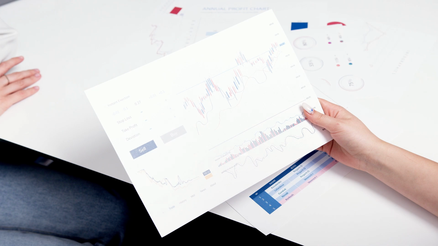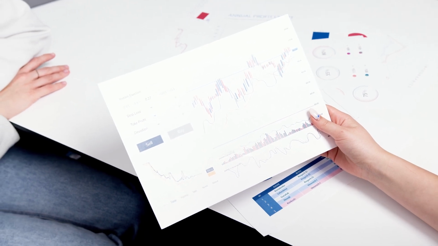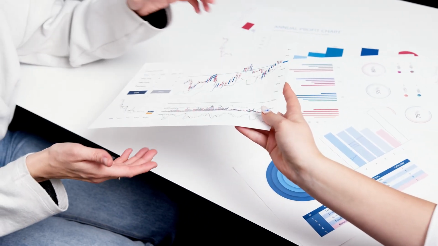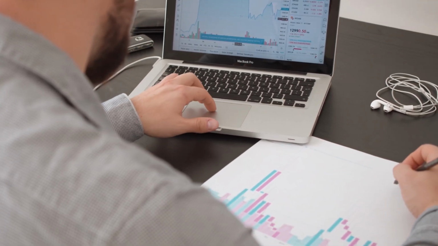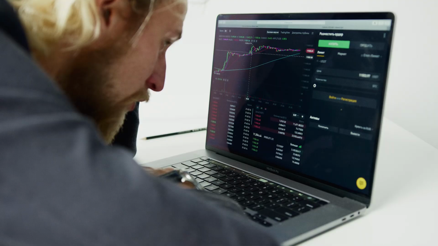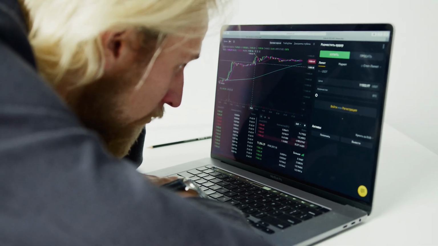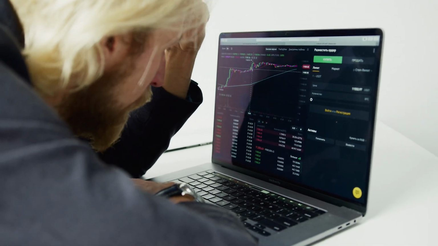Technical analysis can be a powerful tool in your trading arsenal, but remember, no strategy is foolproof. It's all about combining your knowledge, skills, and intuition to make informed decisions. The more you practice, the better you'll become at spotting opportunities and avoiding pitfalls.